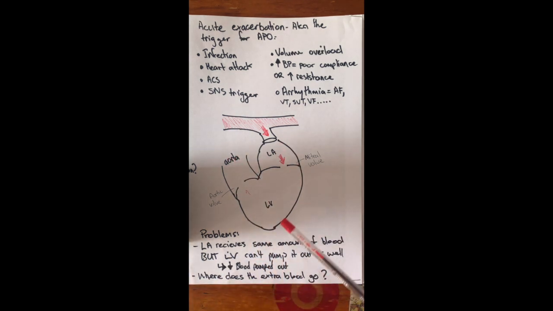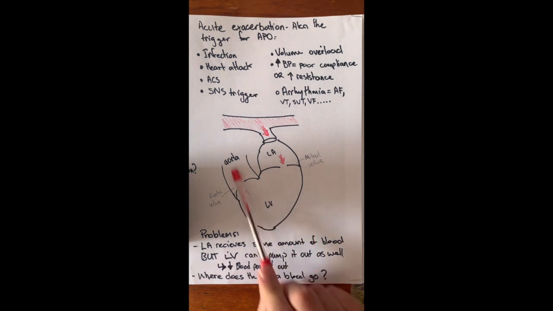What's the problem here? So left atrium, I've indicated the blood supply with these arrows. It's a normal blood supply, so the same amount of blood, but the left ventricle can't pump out as much blood. So it has a little arrow. It can't pump out as much, but it's still receiving the same amount of blood. And this causes a problem.